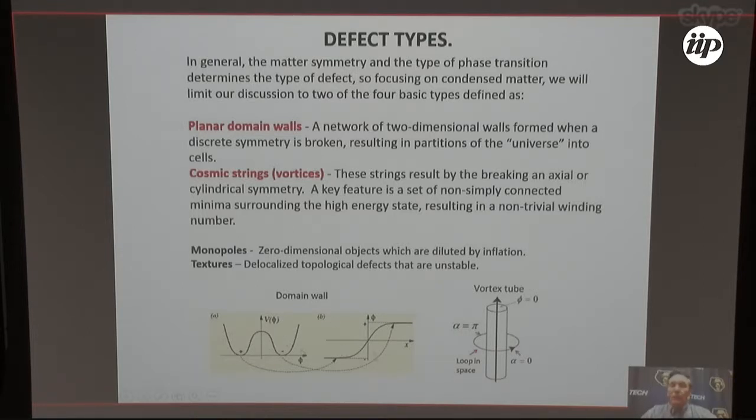And we're going to look at the intersection of two B850s and one B875. We're going to find that we have three entities and possibly a vortex tube there, and I'm going to show you that a little bit later. Monopoles and textures don't figure in. These are diluted, and the topological defects, textures, are unstable.